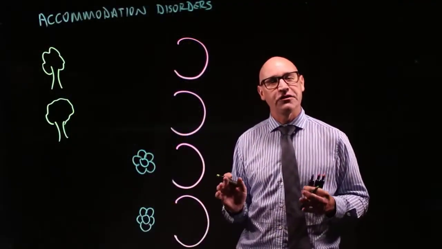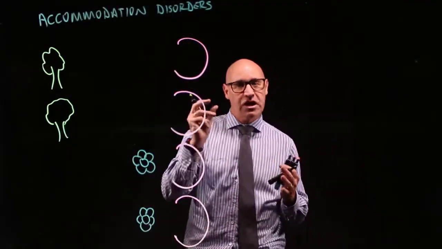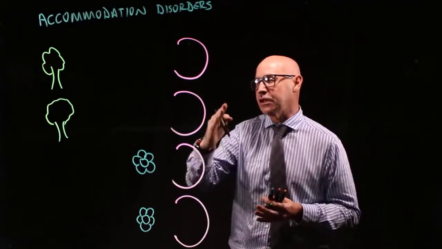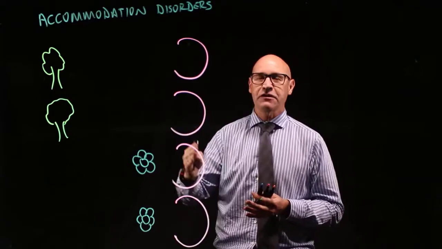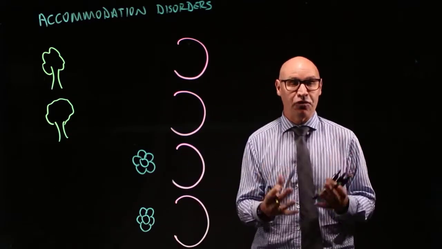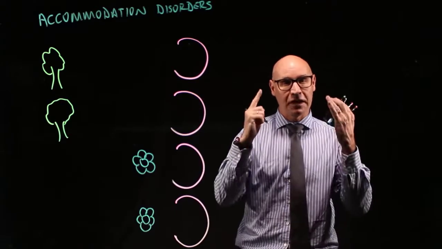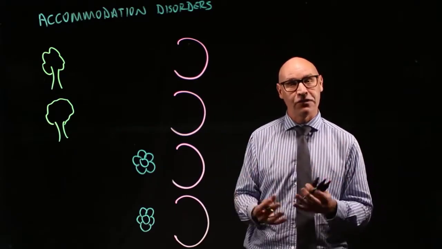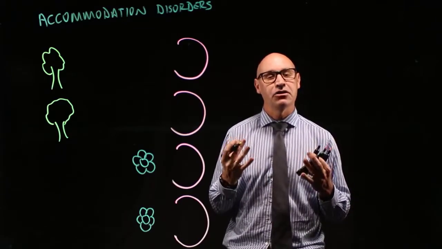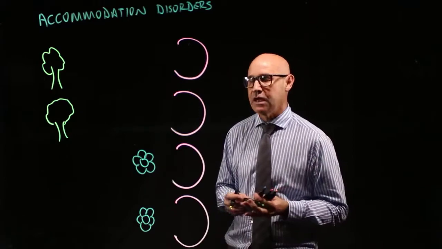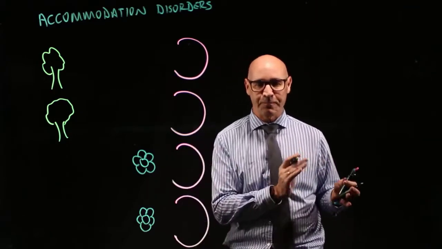So accommodation is the process of the eye changing the shape of the lens to be able to focus on things that are far away and things that are close. Now, of course, sometimes people have disorders of that, and that's why they need to wear glasses. The two most common ones are far-sighted and nearsighted, otherwise known as short-sighted. So let's talk through these.